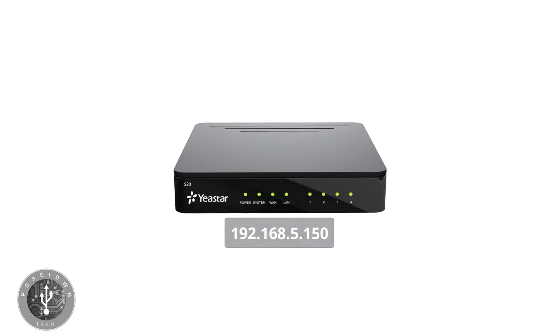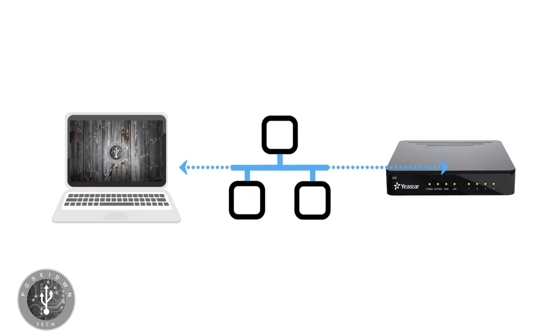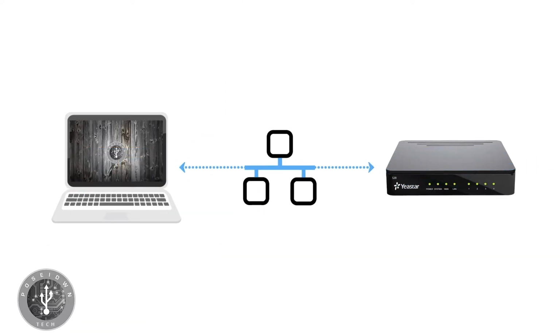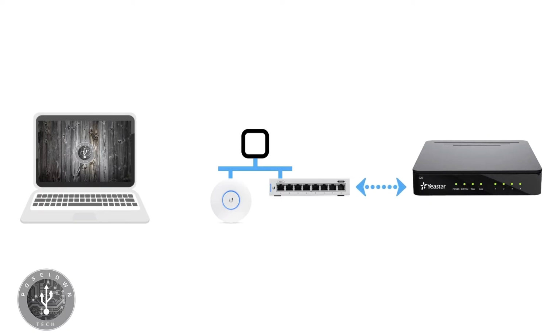The default IP address of the PBX is 192.168.5.150. In order to access this IP address from your PC, the PC and the PBX must be on the same network. I have connected the PBX on my local LAN through a switch, and my computer is connected also on my local LAN through Wi-Fi.